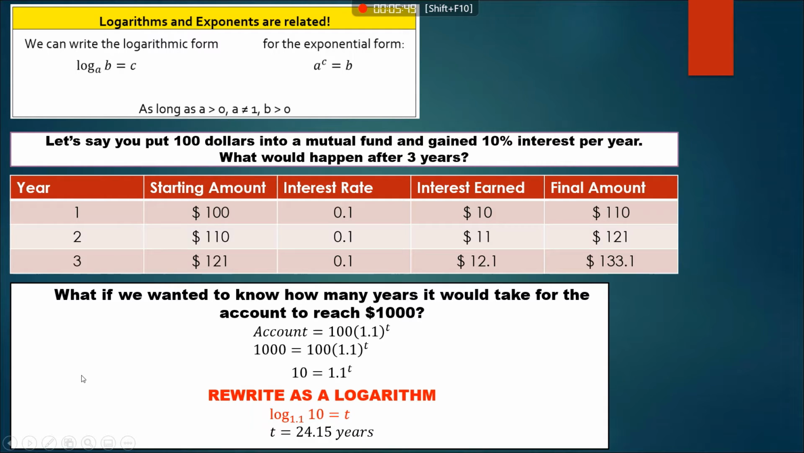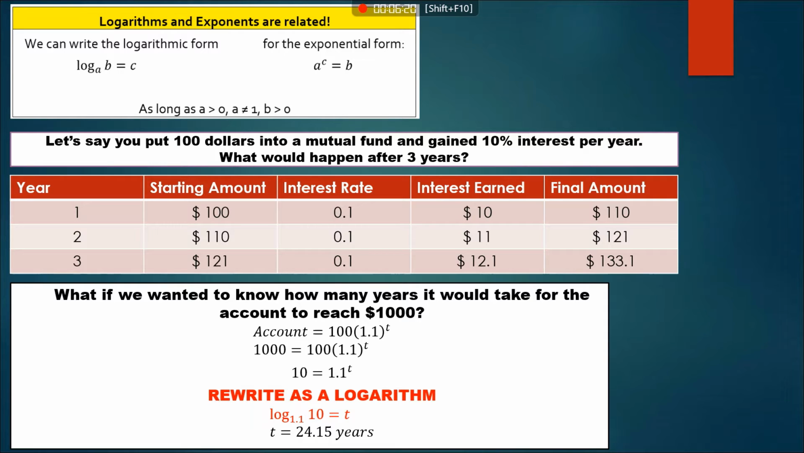Okay, so if I wanted to know how many years it would take the account to reach $1,000, then I can use logarithm. So I'm going to set my account equal to 1,000, divide by 100 to get 10, and then rewrite this as a logarithm. So this is A, C, and B. So log base A of B equals C. Then I can plug that into my calculator and get 24.15 years.